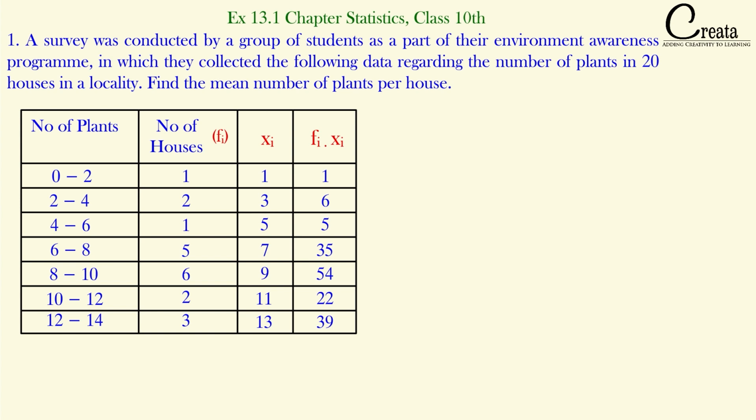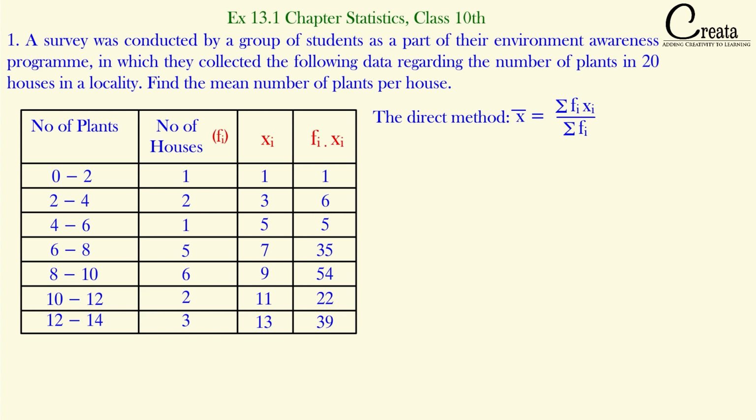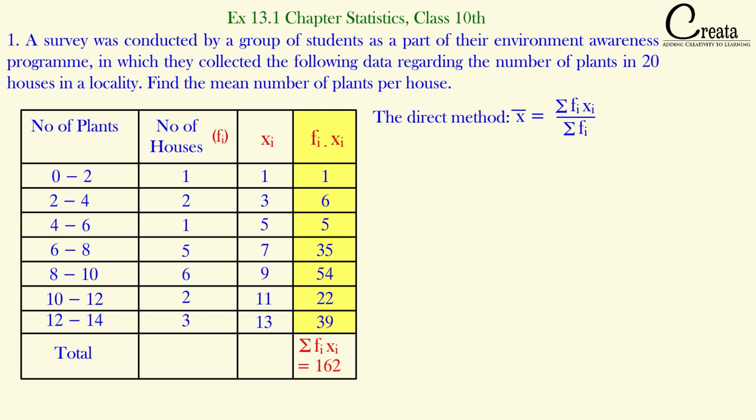Further, we have to calculate the mean. We are having three methods. Let's go with the first method, that is a direct method. The formula is sum of fi into xi upon sum of fi. We need the addition of fi into xi. Let's do the addition. We got sigma fi into xi, that is the addition of fi into xi, as 162.